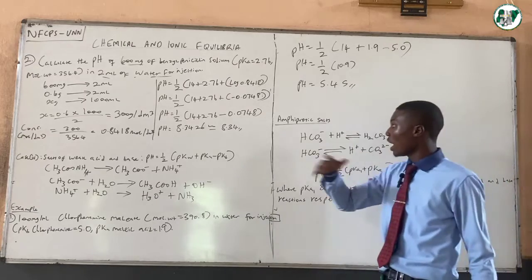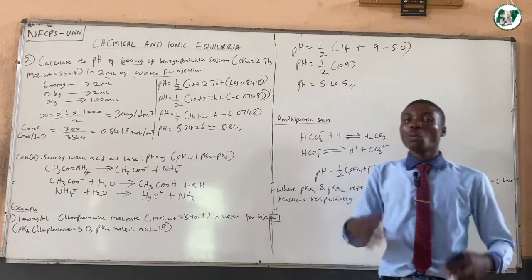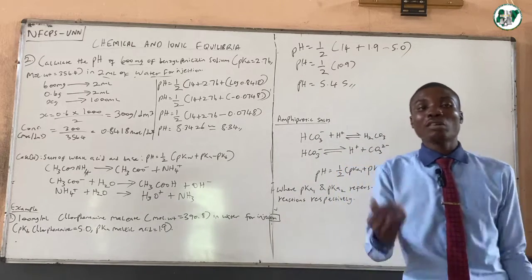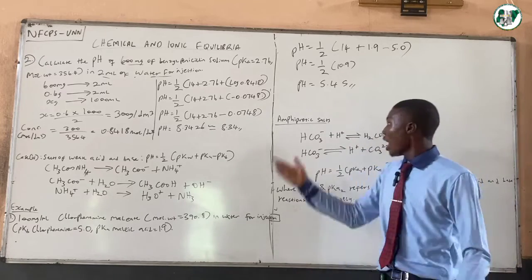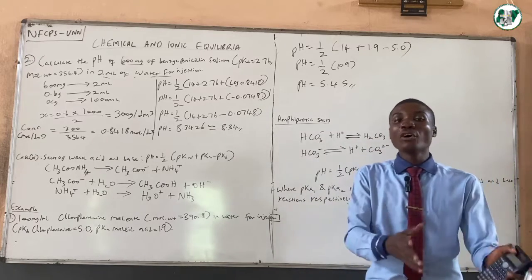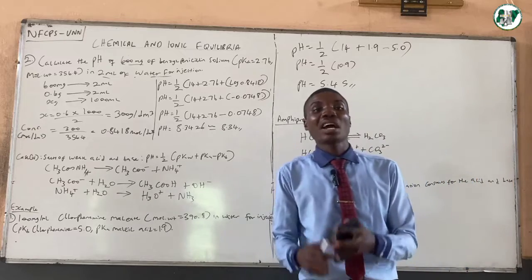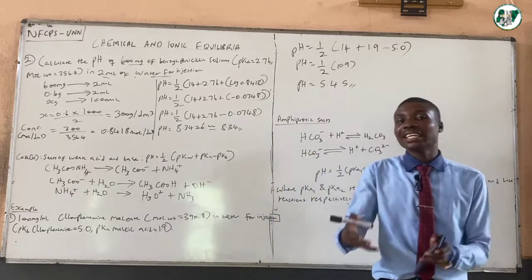So the next case we have here is for amphiprotic salts. We were talking about monobasic acid and base, then polyprotic acid and base. Now we are talking about amphiprotic salts. Amphiprotic salts are salts that have both basic and acidic properties. That means they can react with acid and they can react with base.